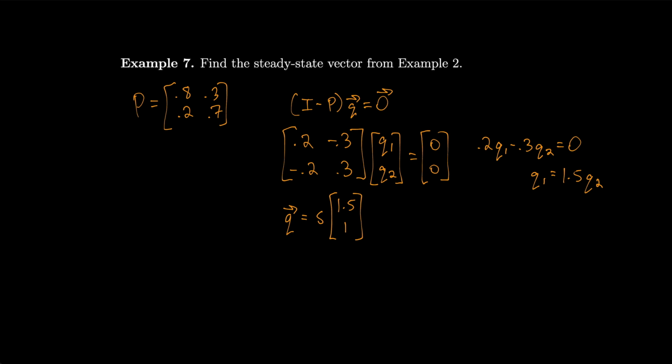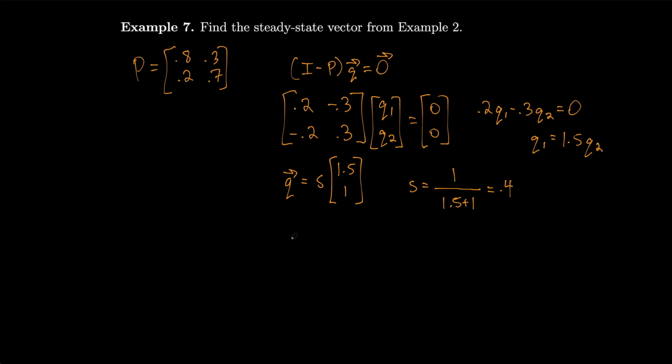However, there is a restriction on this S, stemming from the fact that we know that Q is supposed to be a probability vector, which means that these two entries are supposed to add up to 1. So we can figure out what S is by dividing by the sum of those entries. So we'll take S equal to 1 divided by 1.5 plus 1, which equals 0.4. So if we scale these entries by 0.4, they'll have to add up to 1. So that means that the Q that we want will be (0.6, 0.4), which is consistent with what we determined experimentally.